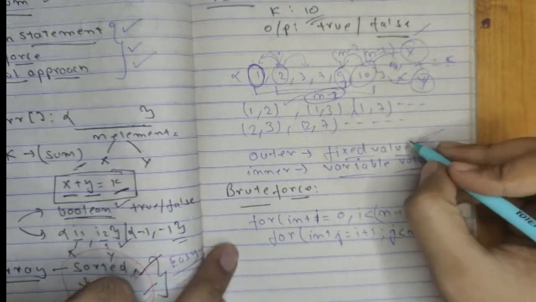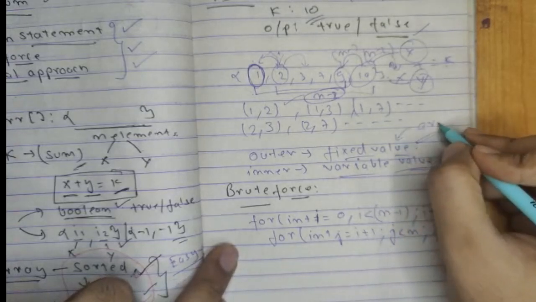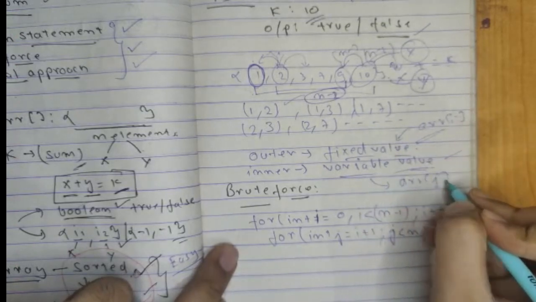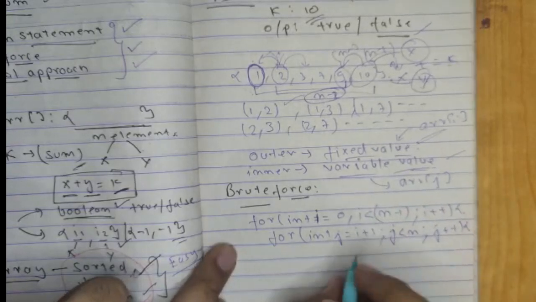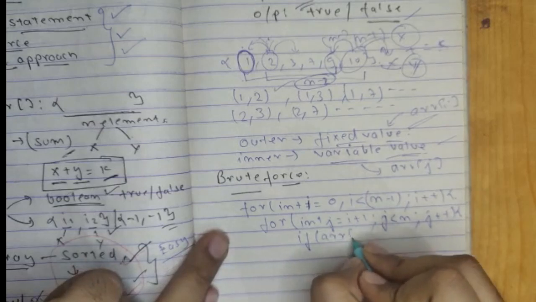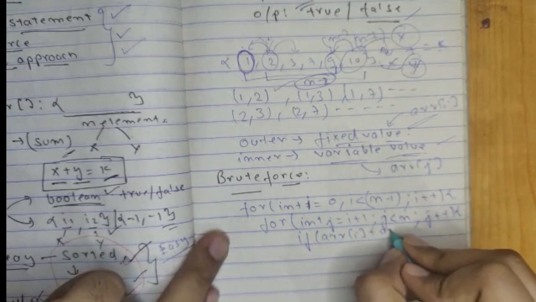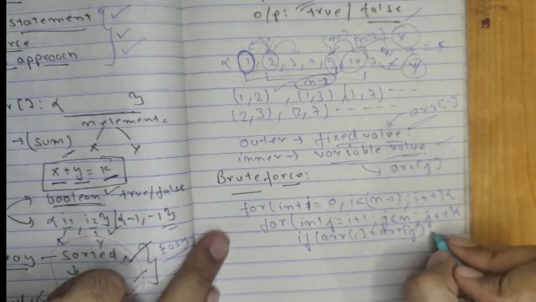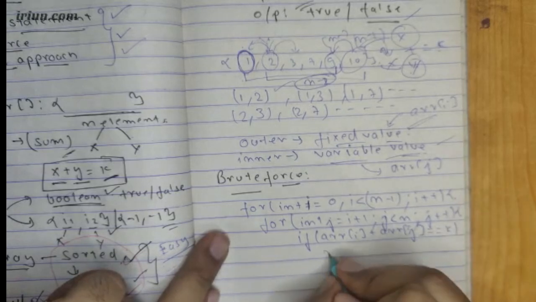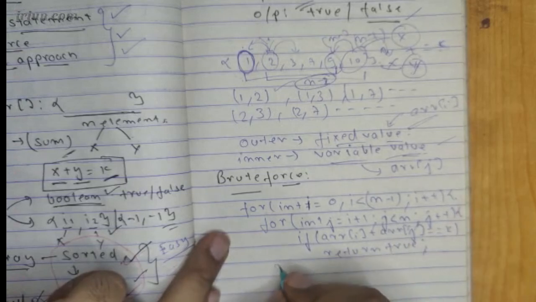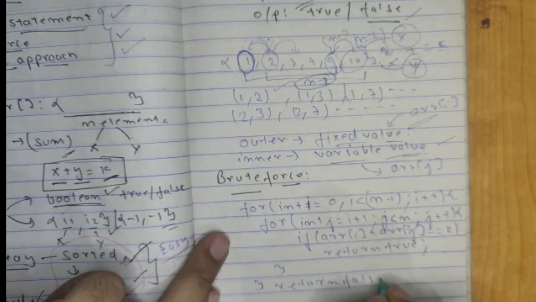Then what do we need to find? We will get the fixed value from arr of i and the variable value from arr of j. Then we will write this condition: if the sum of the fixed value arr of i plus the variable value arr of j is equal to k, then we will simply return true. Otherwise we will close this bracket and simply return false at the end.